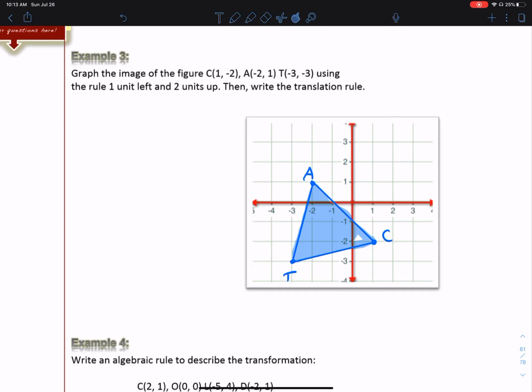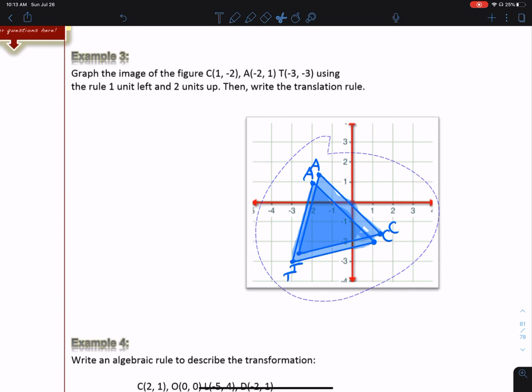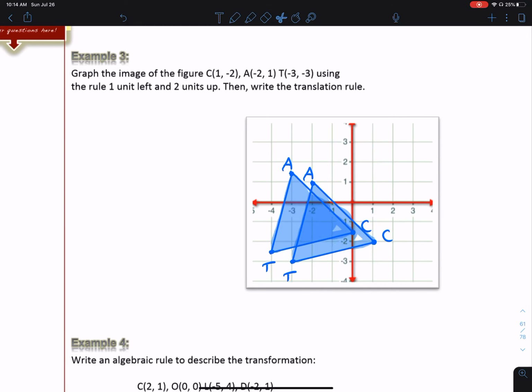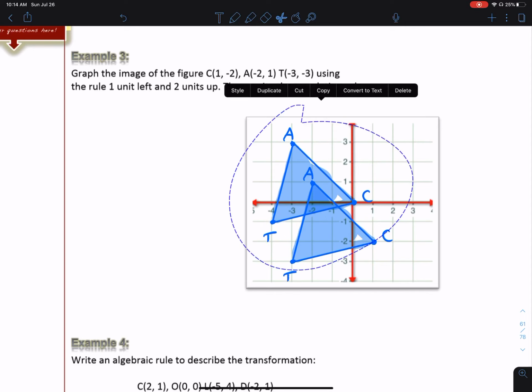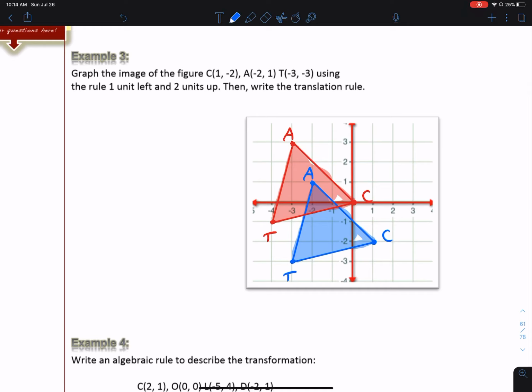Now, we can simply take this figure and say we're going to move this figure left 1 unit and up 2 units. And that puts us here. This would be A prime, C prime, T prime. Right, the translation rule, we don't have to use all the notations. We went left 1 and we went up 2.